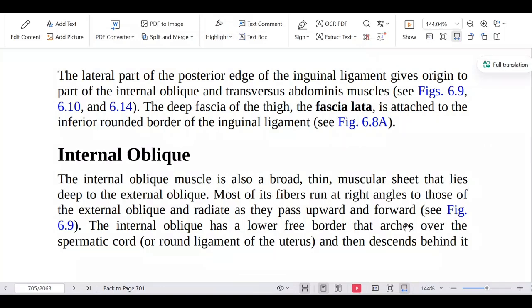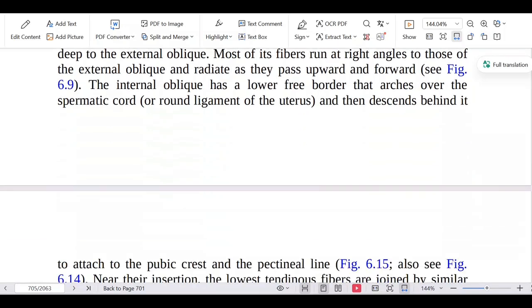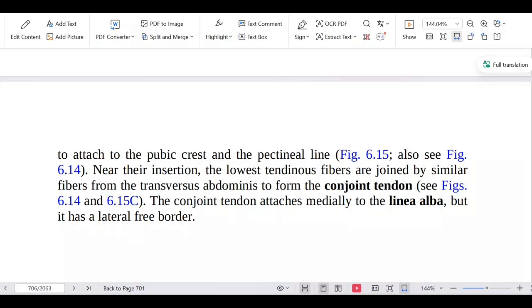So the internal oblique again has a lower free border, but the lower free border of the internal oblique is going to arch over the spermatic cord, because you know the spermatic cord has already entered from the superficial inguinal ring in the external oblique. Now it is going to pass beneath the internal oblique, so the internal oblique's lower free fibers will have to arch over the spermatic cord or the round ligament of uterus, and after arching or curving they are going to descend behind it and attach to the pubic crest and the pectineal line posteriorly. Now we are also going to visualize this from a diagram of Snell's.